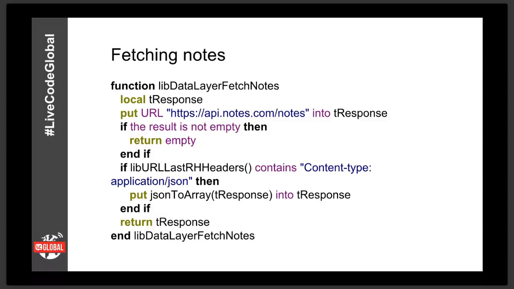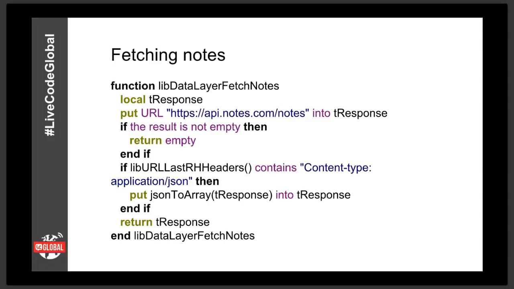So the data layer API here, libDataLayer fetch notes, is exactly the same as it was with our local app, but this time, instead of querying our SQLite database, we call a URL to get the contents of the cloud database, decode that contents, and return it. So the UI doesn't know any different. For all it cares, it could be a local database, a text-based database, an XML database, or a cloud database. All it's doing is fetching, calling libDataLayer.